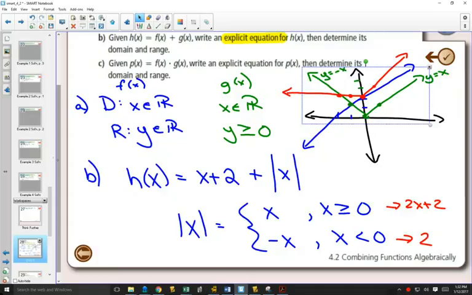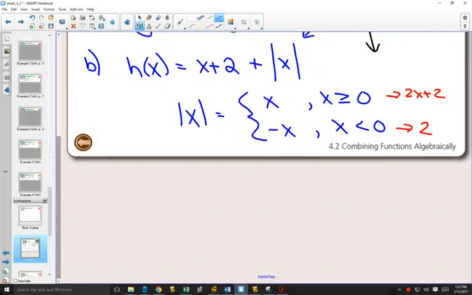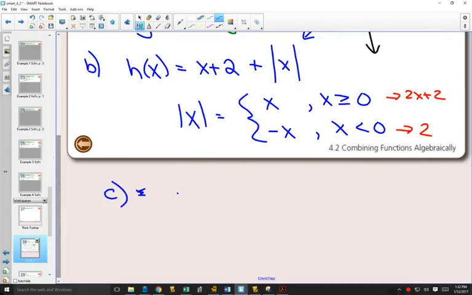Now, for C, write an explicit equation when you multiply them. What letter are they on? P of x? P of x would equal x plus 2 times the absolute value of x. This is not, again, something that we're familiar with.